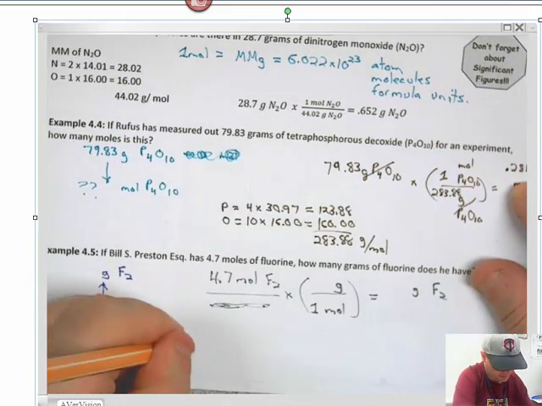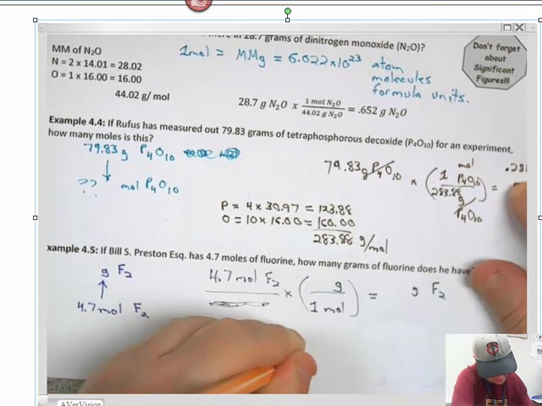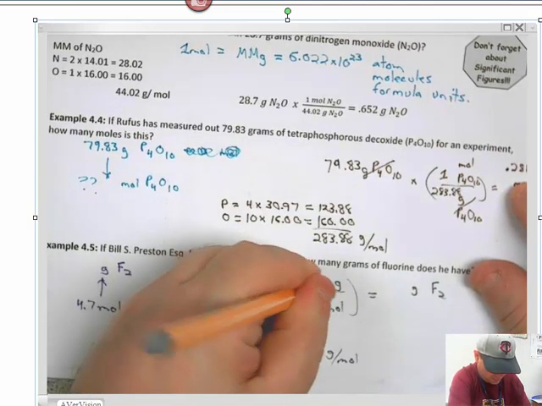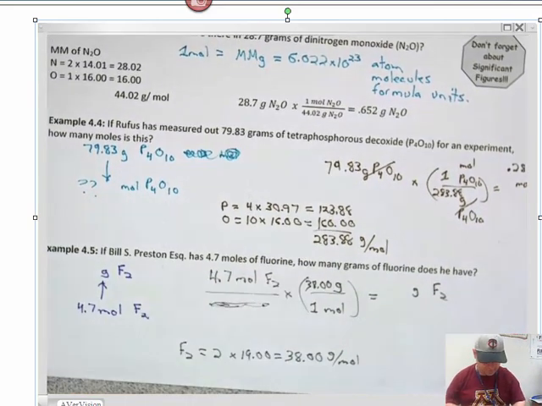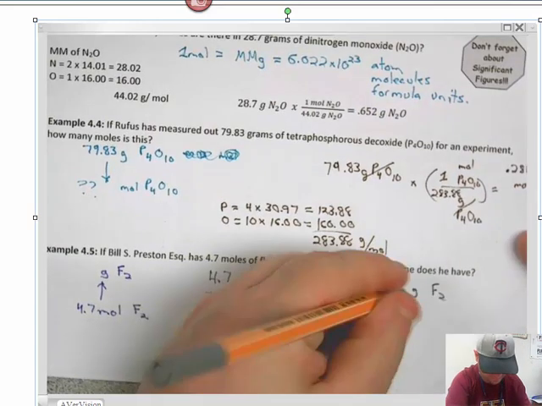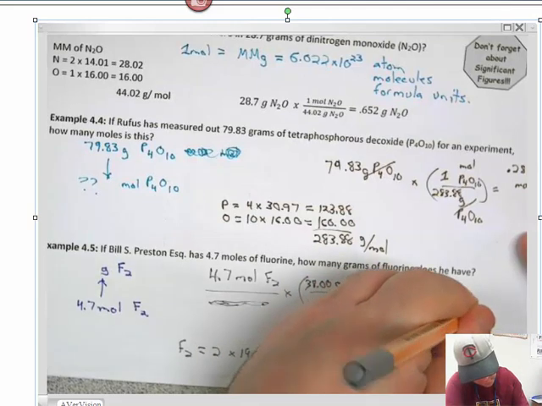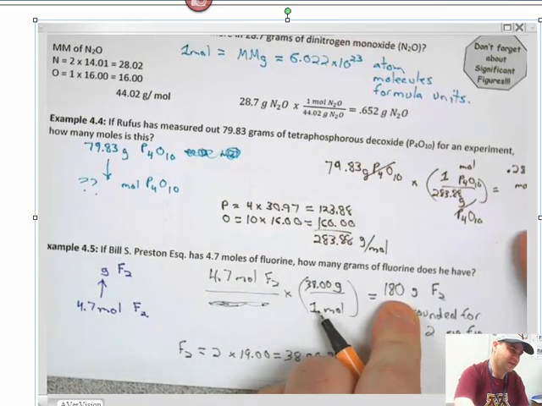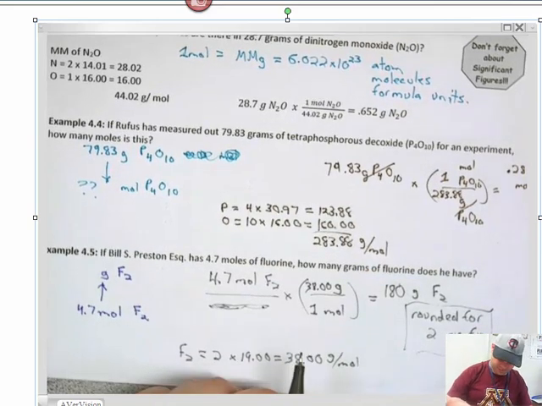Molar mass. Now remember, fluorine is F2. So you have to do 2 times 19.00, which is 38.00 g/mol. So 38.00 goes there. This number has 2 sig figs, so my answer should have 2 sig figs. So my answer to this is technically 180, rounded for 2 sig figs, because this 0 is not significant because I did not put a decimal after it.